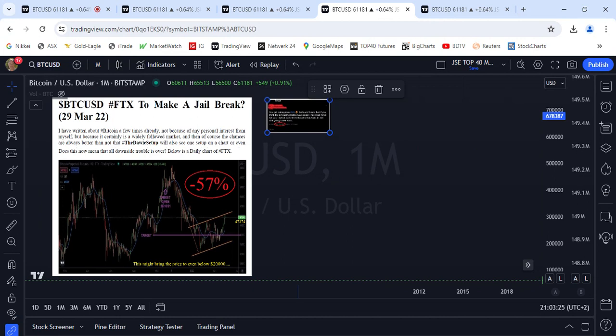Here I'm playing a bit of hide and seek for a moment, but you see that on the left-hand side, the third one was a call that this might bring the price to even below $20,000, and the price at the current time then was 47374. So we called for a drop of 57%.